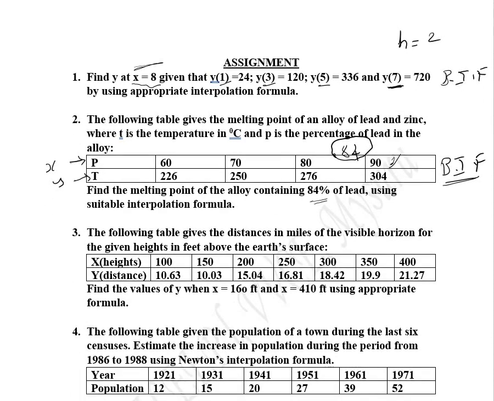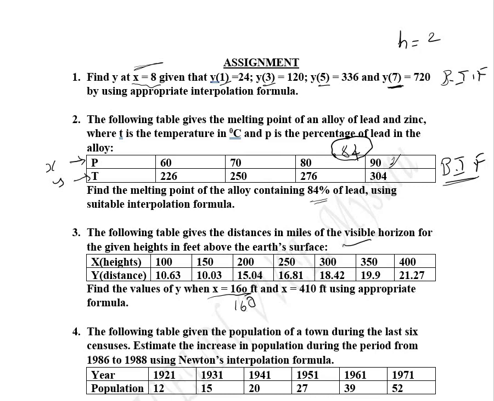Next problem. The following table gives the distance in miles of a visible horizon for the given heights in feet above the earth's surface. Now here we need to find the value of y when x is equal to 160. So this is 160. Now here this 160 is nearer to 100 compared to 400.